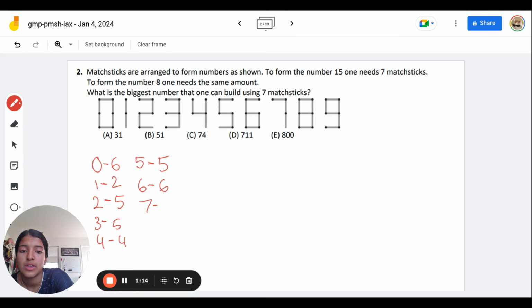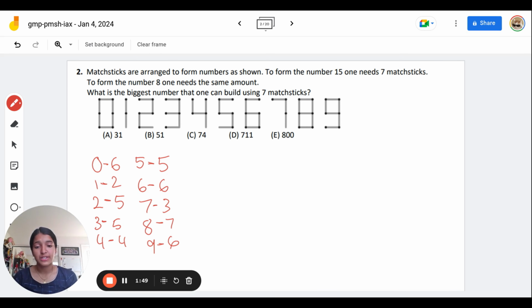For 7, you would need 3 matchsticks. For 8, you would need 7 matchsticks. And for 9, you would need 6 matchsticks. And now we need to know what is the biggest number one can get from using 7 matchsticks. So we can go from our options right now. So we see that we have 31, 51, 74, 711, and 800 as our options.